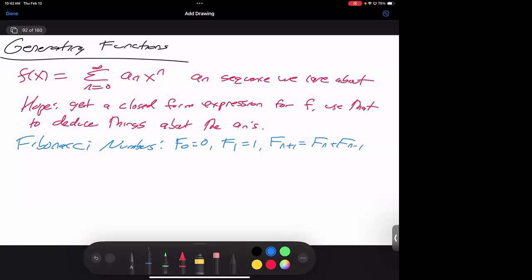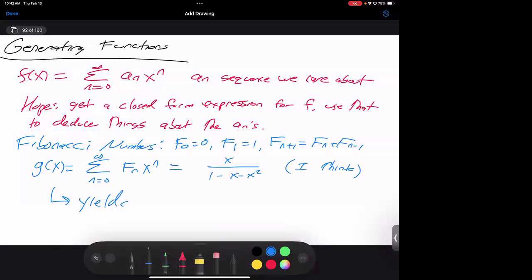f_{n-1}. You can form some function g of x to be the sum as n goes from 0 to infinity of f_n x^n, and I believe it's something like x over 1 minus x minus x squared. Something like that. And from this, it yields Binet's formula. F_n is 1 over root 5, times (1 plus root 5 over 2) to the n, minus 1 over root 5, times (1 minus root 5 over 2) to the n.